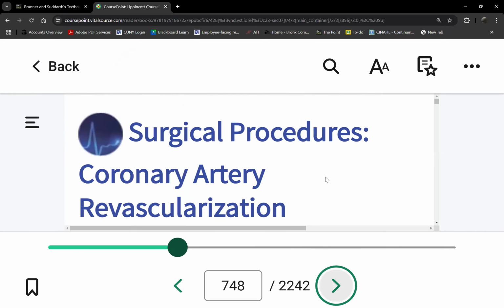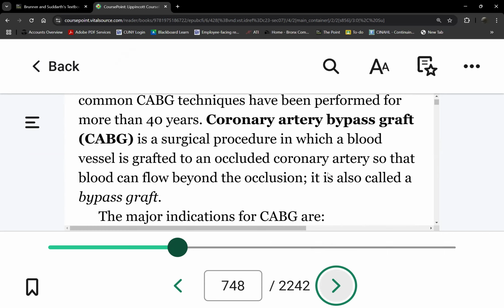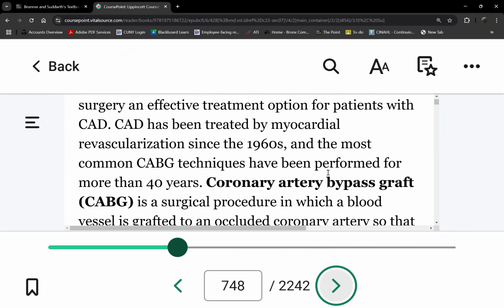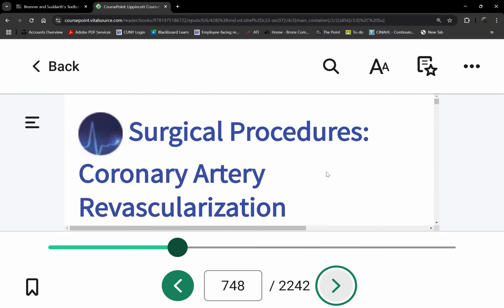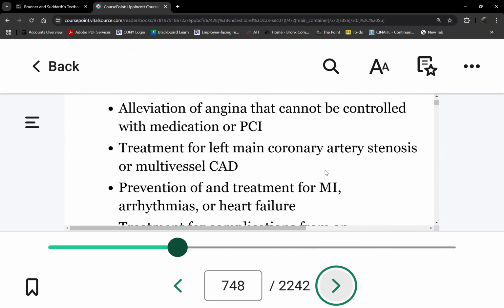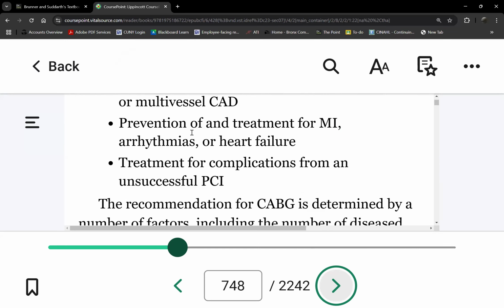If the patient cannot undergo PCI, these are the criteria. The angina cannot be controlled with medication or PCI. The patient has too many coronary arteries involved. It's usually 3 or more coronary arteries. We can't stent that many. It's not worth it, so it's better to do a bypass. Prevention of MI, and then after an unsuccessful PCI, then we'll have CABG.